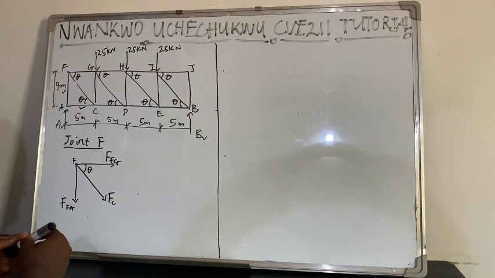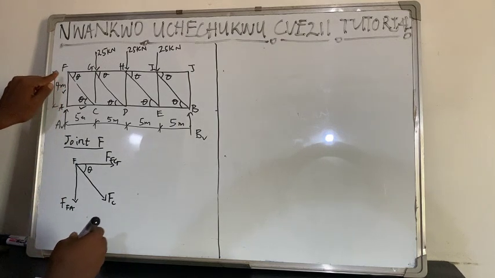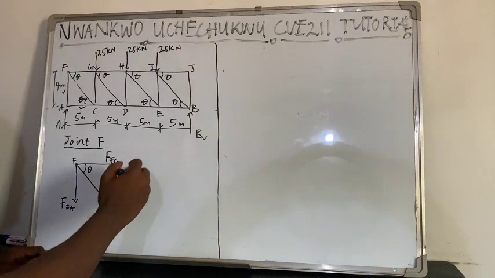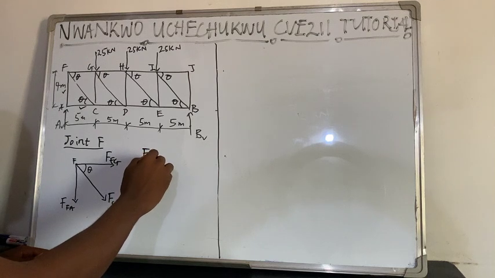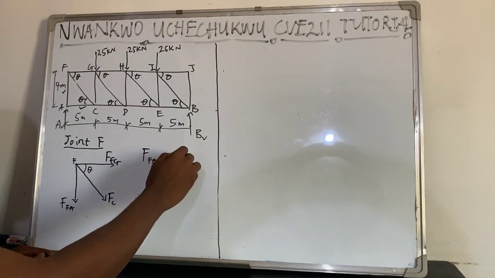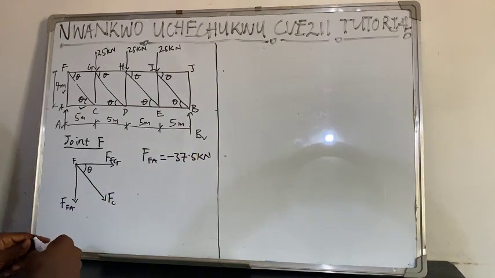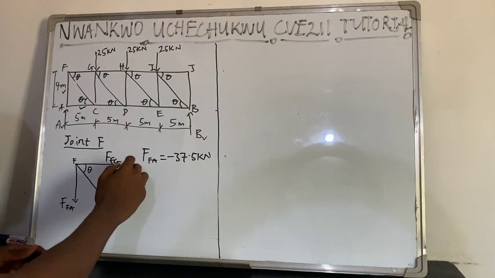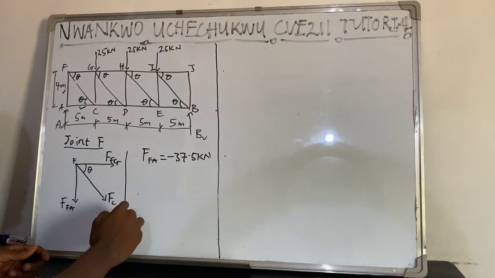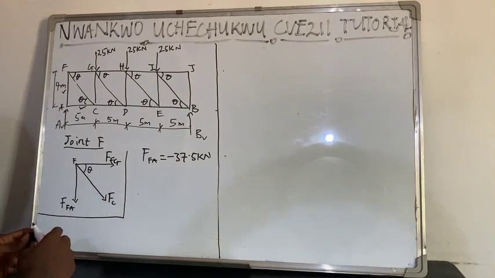So what are the things we already know? We already know FFA from the previous calculation that we did, and we got it as minus 37.5 kilonewtons. That's the only preliminary information that we have. So let's work to complete the others.